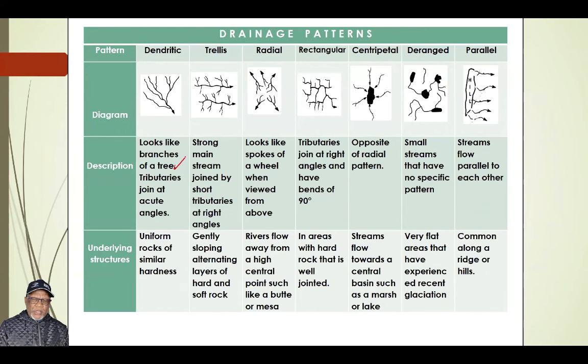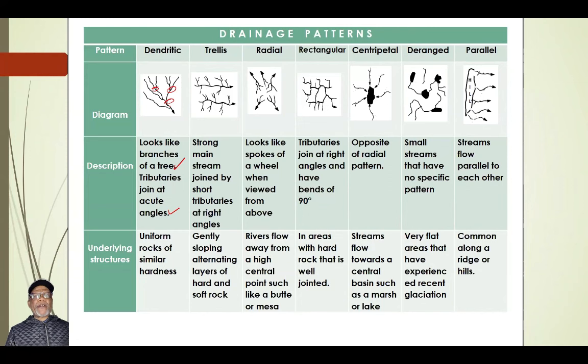It does not look like a tree, but it looks like the branches of a tree, because different trees will have different shapes, but the branches inside a tree will look more the same. And the tributaries join the mainstream at an acute angle. There's an acute angle that we are looking at here. So that is the characteristics.